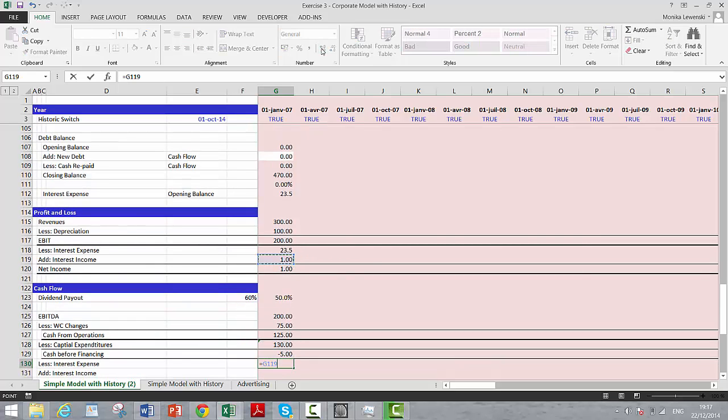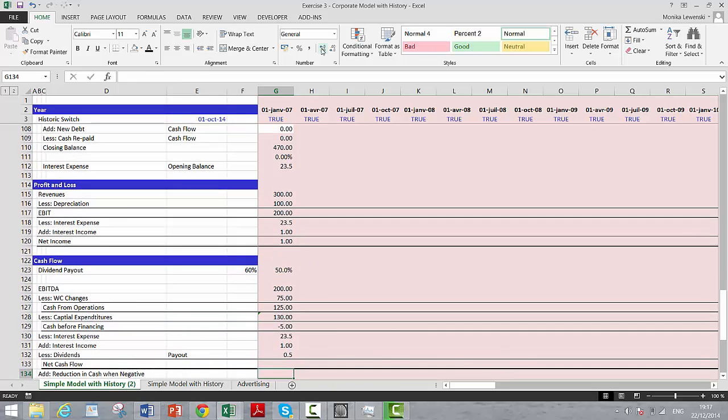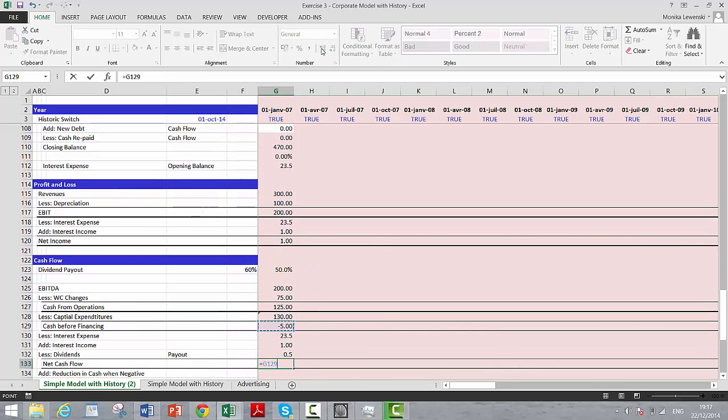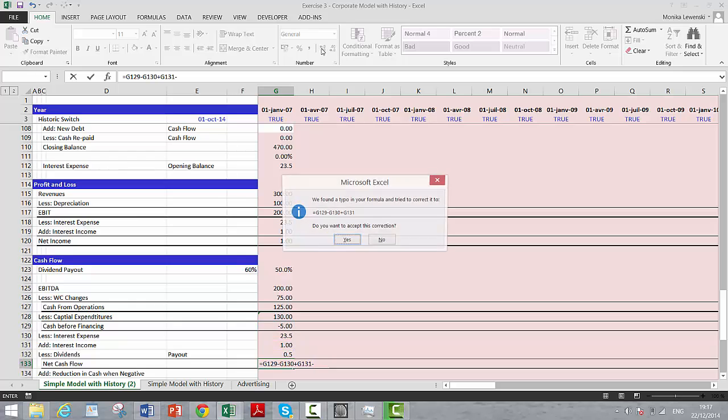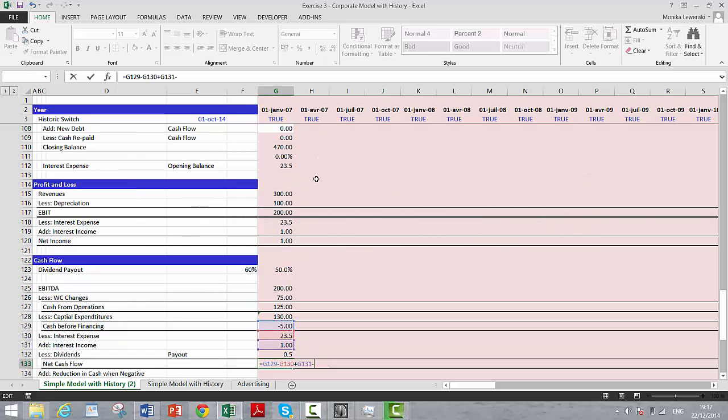We can take our interest expense from the profit and loss, our interest income, and dividends are the maximum of the payout ratio times the net income, or 0. Okay, and then we can take our cash flow, subtract the interest, add the interest income minus that. Whoops. Oh, come on. Minus this one.